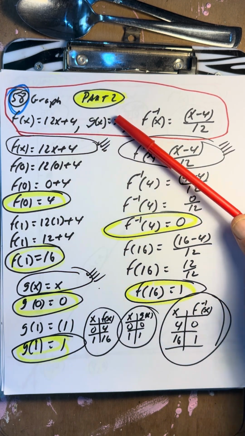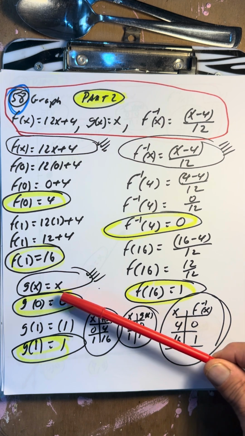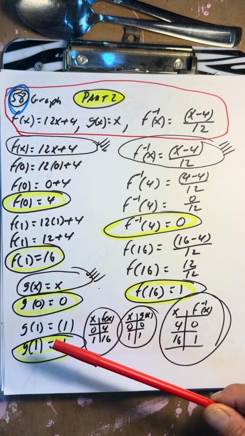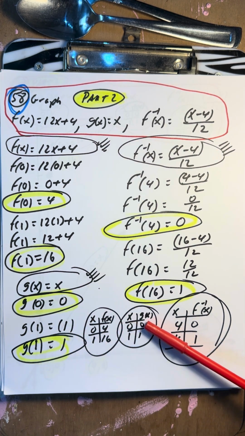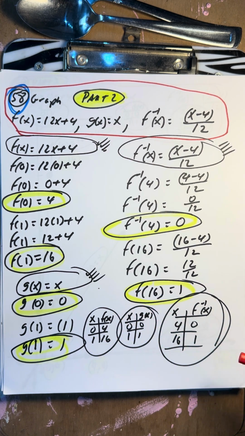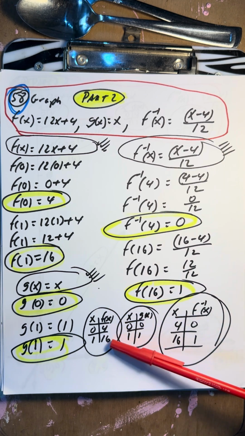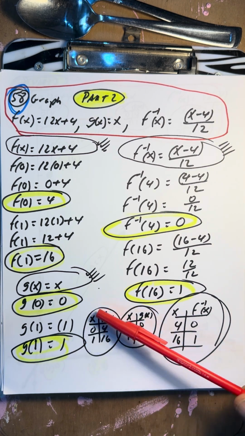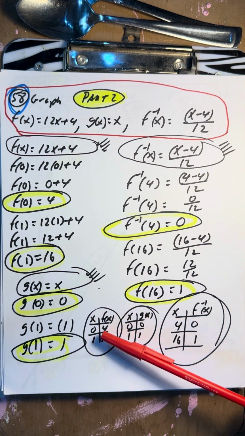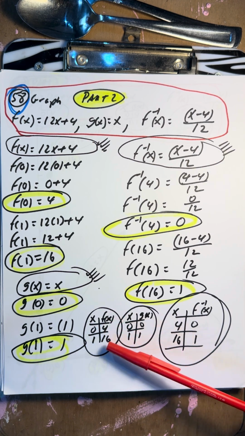The g of x equals x. I'm going to put the same numbers: g of 0, I get 0. g of 1, I get 1. So (0, 0) and (1, 1). Now, for the inverse, I'm going to use other numbers. What I'm going to do is take these numbers here and invert them. So instead of 0, 1, I'm going to put 4 and 16.